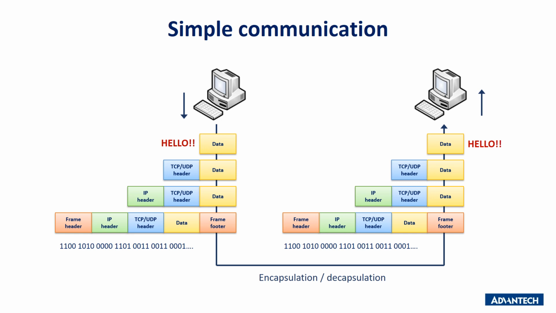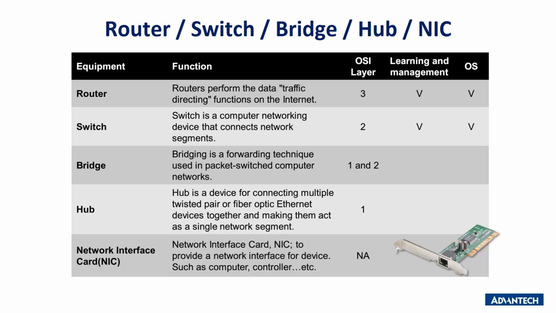Actually, reversing encapsulation is decapsulation. Ethernet communication is a series of encapsulation and decapsulation processes. Until now, we have learned the Ethernet process; those are internal processes. Now, I'd like to introduce some important network devices which are used to complete the networking communication.